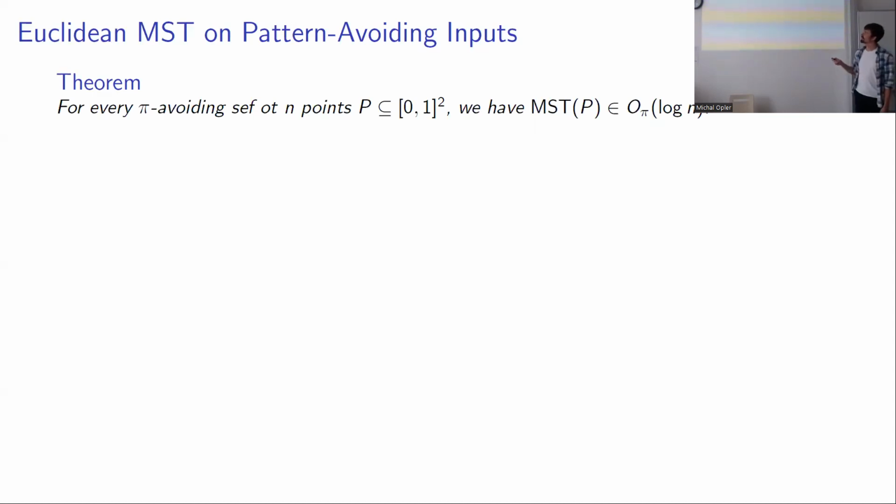So if you have a point set inside this unit square, which is pi avoiding for some pattern pi, then the minimum spanning tree of this particular point set is always of length at most logarithm n, with some global constant depending on pi.